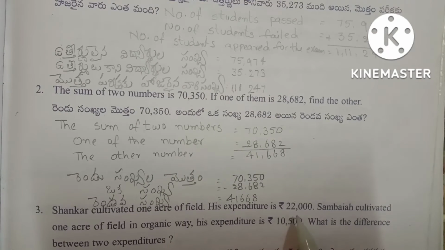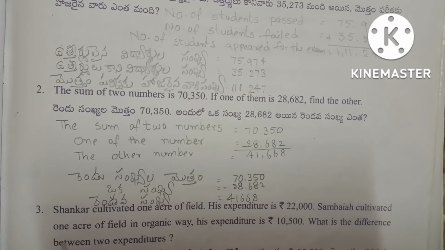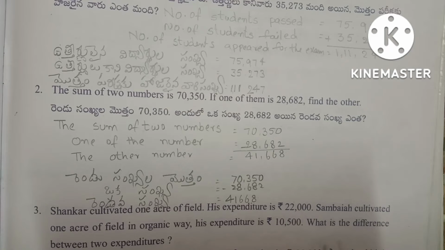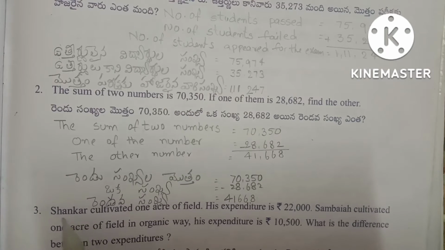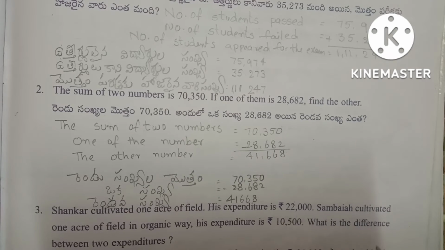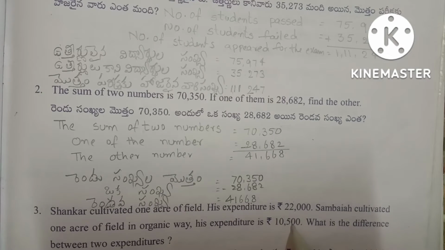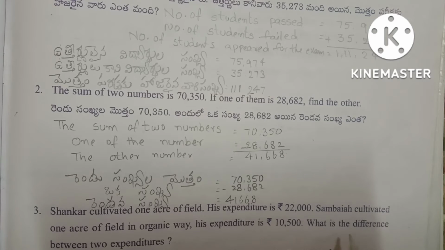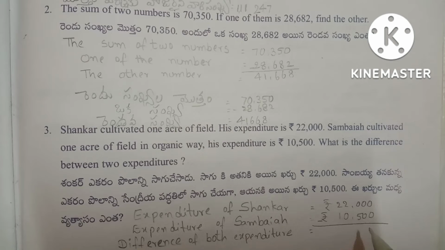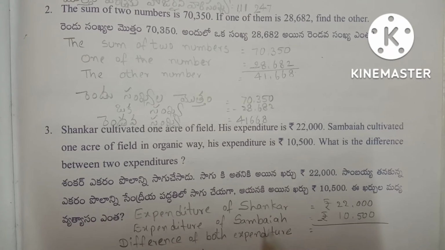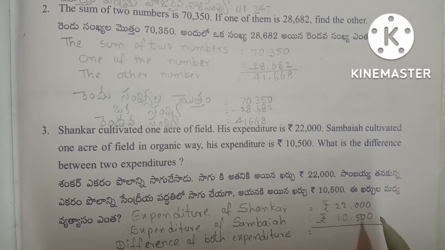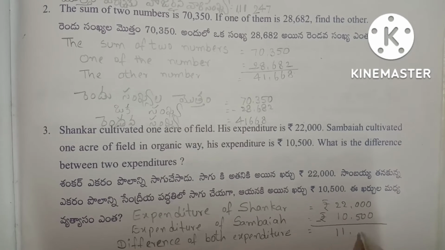Next question. Shankar cultivated 1 acre of field. His expenditure is 22,000. Sambaya cultivated 1 acre of field in organic way. His expenditure is 10,500. What is the difference between two expenditures? Expenditure of Shankar, that equal to 22,000. Expenditure of Sambaya, that equal to 10,500. So difference of both expenditures, we have to subtract the expenditure of Sambaya from expenditure of Shankar. Then we get 11,500.